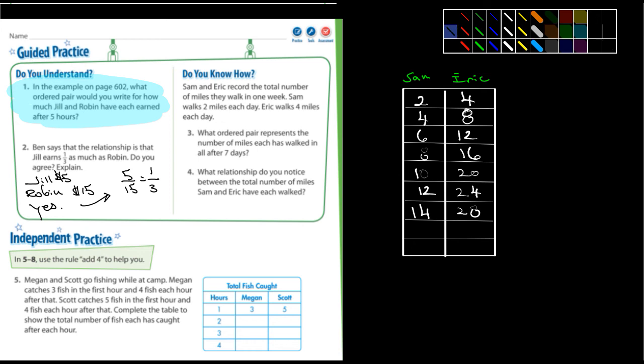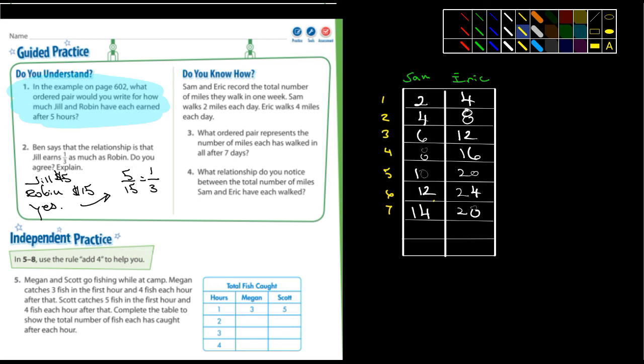And then what's the question here? What ordered pair represents the number of miles each has walked after 7 days? All right, well, let's take a look here. Let's count the days here. So here's day 1, 2, 3, 4, 5, 6, 7.